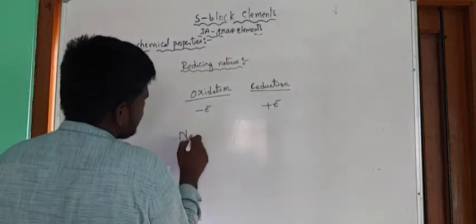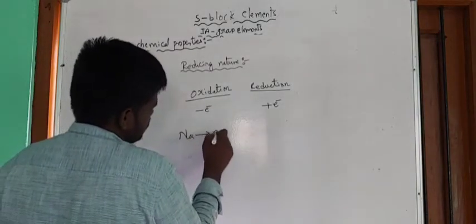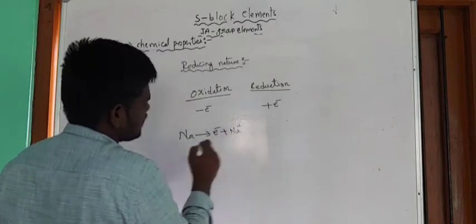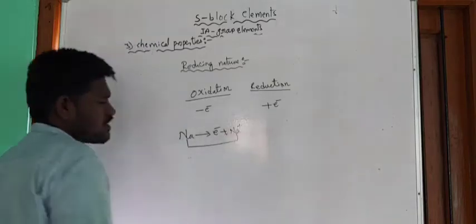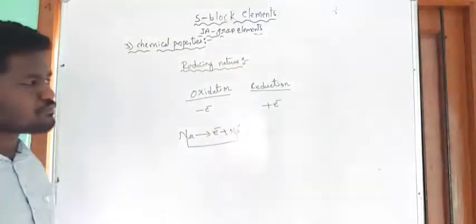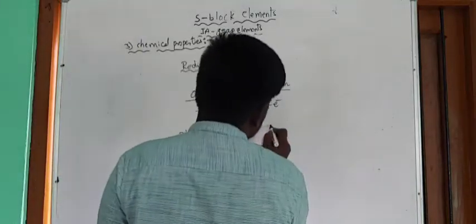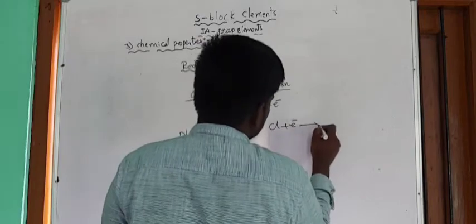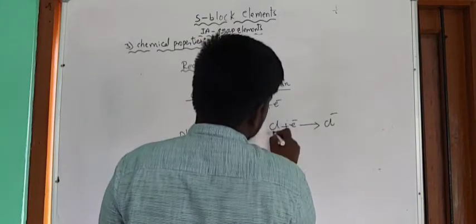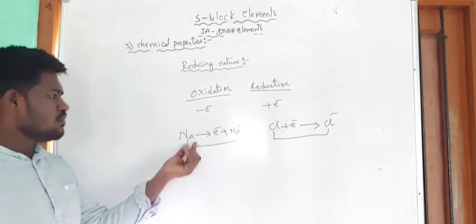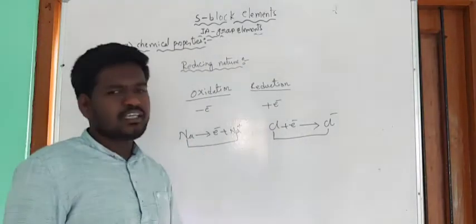Example, sodium loses one electron and forms Na+. So here sodium undergoes oxidation because it lost one electron. And reduction means gaining of electron. Example, Cl gains an electron and forms Cl minus. So this process is reduction. So this is oxidation and this is reduction.